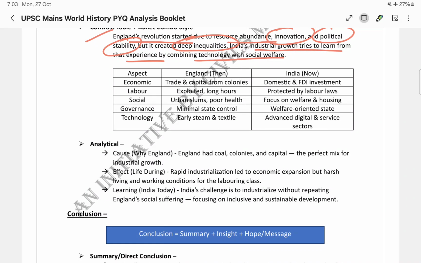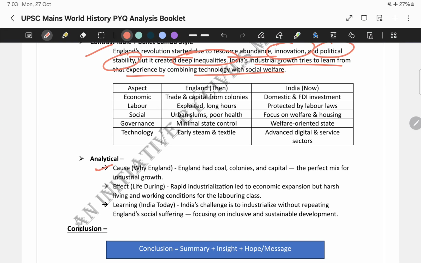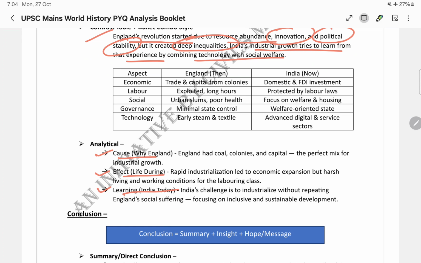Now next is the analytical part. Same thing. In the analytical part also you are writing it under different headings. One heading is the cause, that is, why England first. Next heading is the effect. And the third is the learnings that India can take today. So these are all the different scenarios how you can write the body part of your answer. You can pick any one structure that you are most comfortable with. The key is to cover all the three parts clearly. That's it and nothing else.